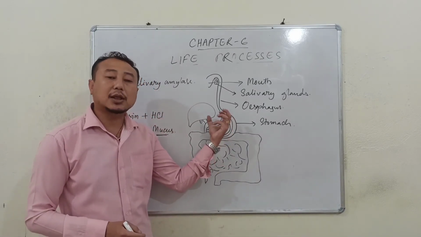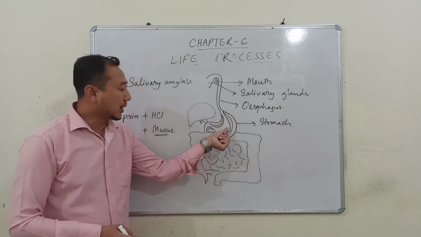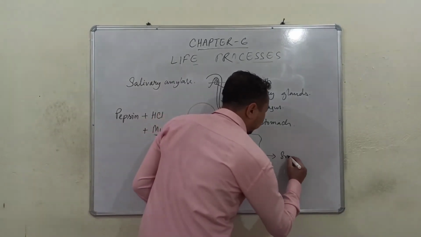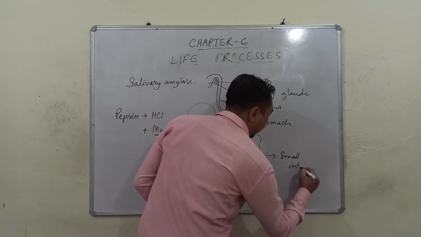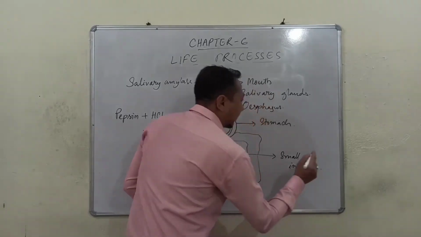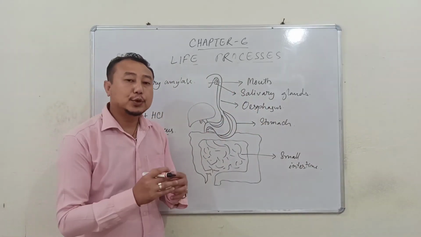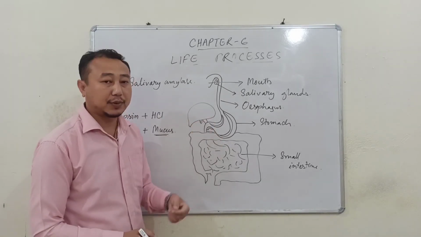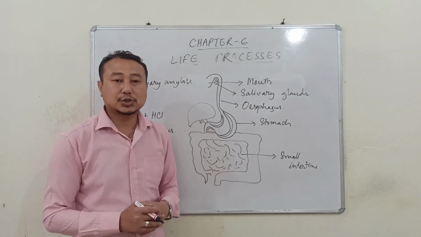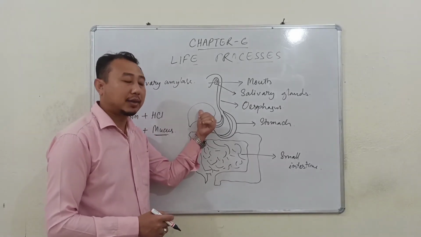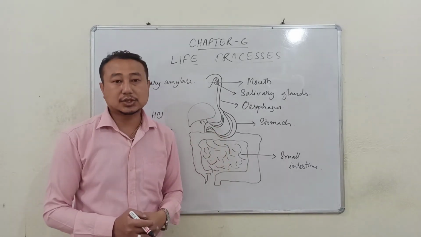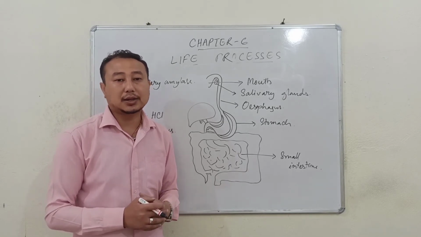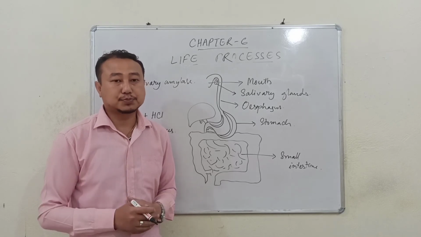So after digesting the food materials in the stomach, the food is then transferred to the small intestine. In the small intestine, the food materials are mixed with the juice that is produced by the liver and the pancreas as well as the intestine itself. In the juice produced by the liver, pancreas and the intestine, there are numerous enzymes which need an alkaline medium for the digestion process.